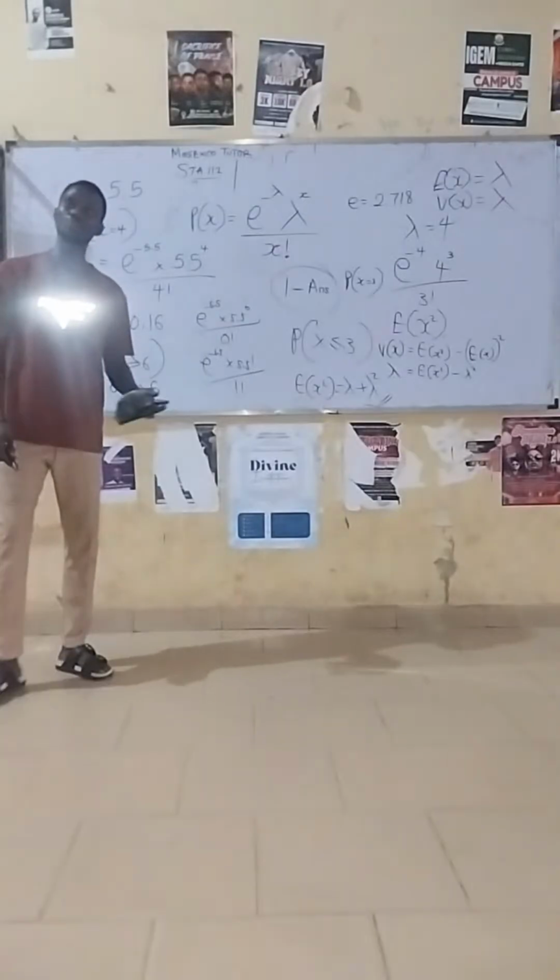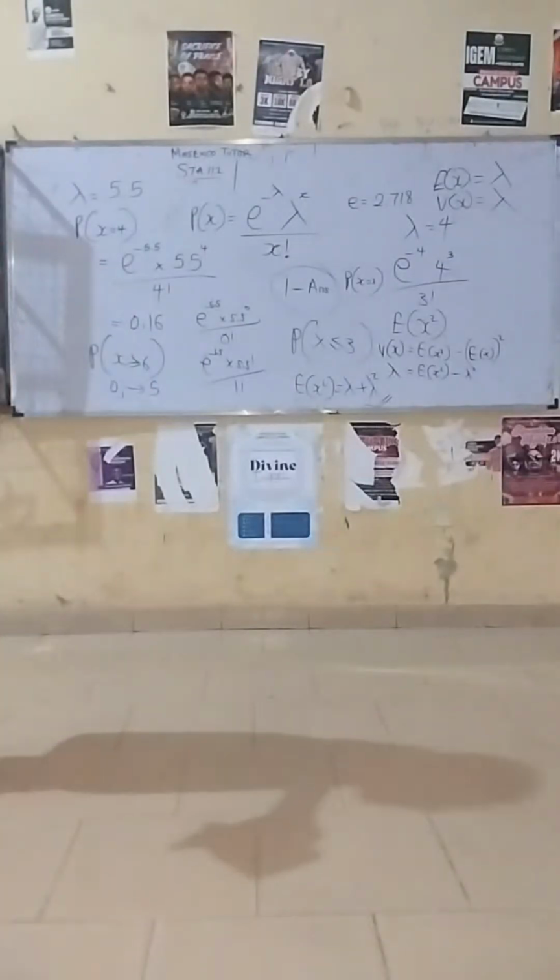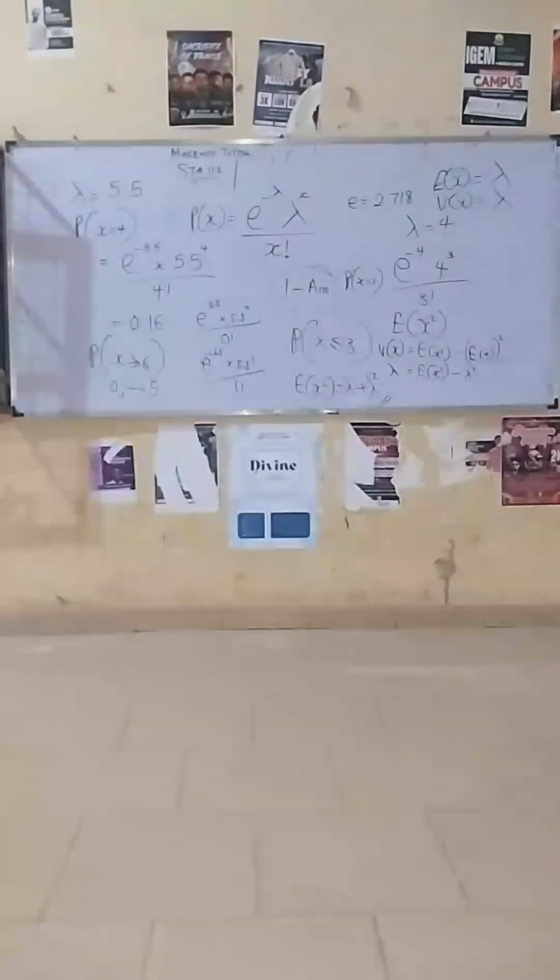So E of x squared is lambda plus lambda squared. Normally the mean is lambda, variance is lambda, but E of x squared itself, we use the formula for variance to get it. We now get lambda plus lambda squared. If you have to get that from this question, that would be 4 plus 4 squared, right? Since our lambda is 4, 4 plus 16, that's 20. So it's as simple as that.